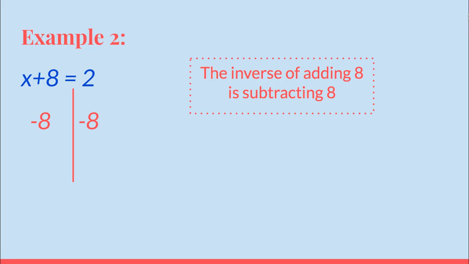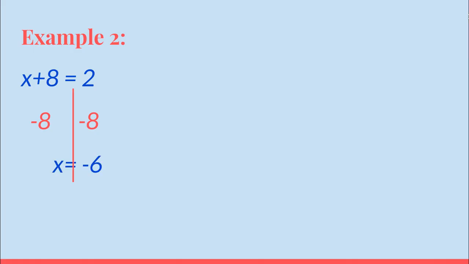So the inverse of adding 8 is subtracting 8. And remember, whatever we do to the left side, we have to do to the right side. So minus 8 and minus 8. On the left-hand side, I get left with just an x. On the right-hand side, 2 minus 8 equals negative 6. So my answer is x equals negative 6.